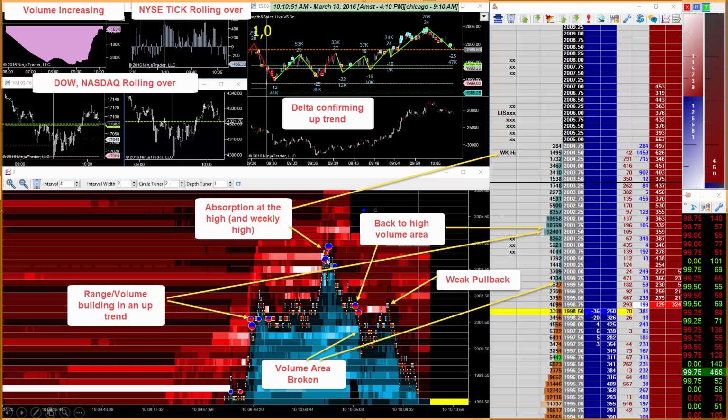On the next push up, we can see absorption at the high. So that's the opposing imbalance. Now that area is quickly broken to the downside, and that would be your highest risk, earliest entry opportunity. Now, why would you enter there?